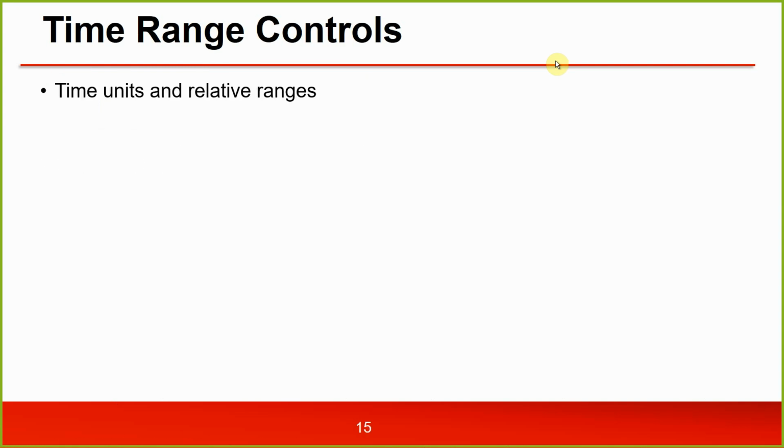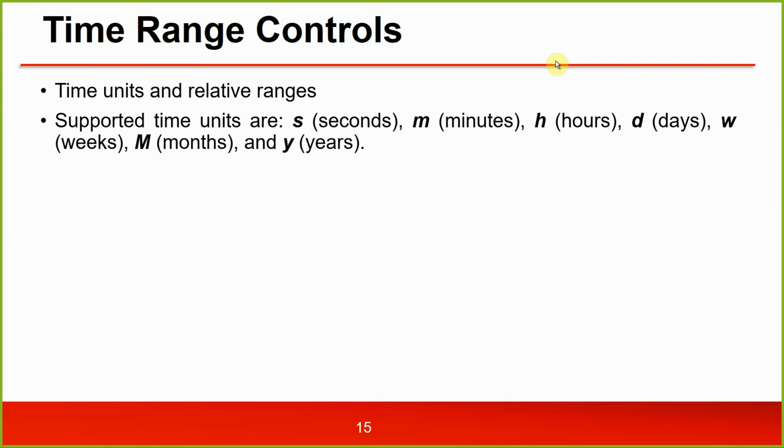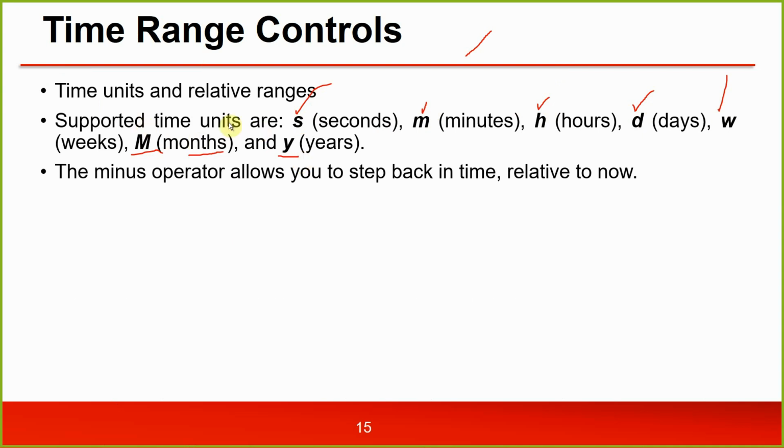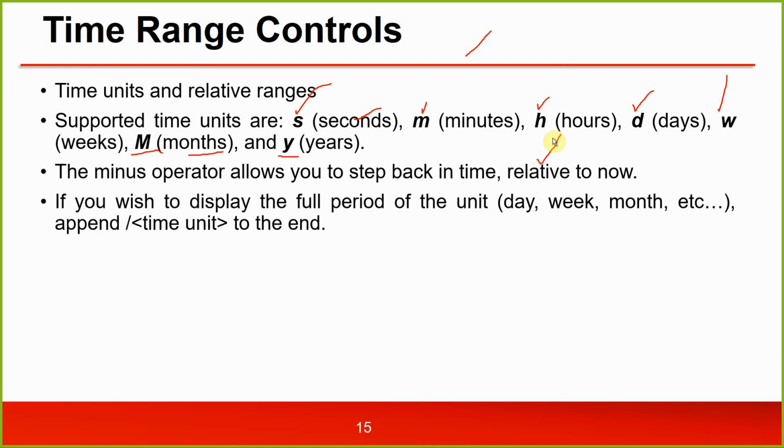Then time range controls: time units and relative ranges. This is going to be interesting because we are going to use time range selectors also. The supported time units are s for seconds, m for minutes, h for hours, d for days, w for weeks, uppercase M for months, and small y for years. The minus operator allows you to step back in time relative to now.